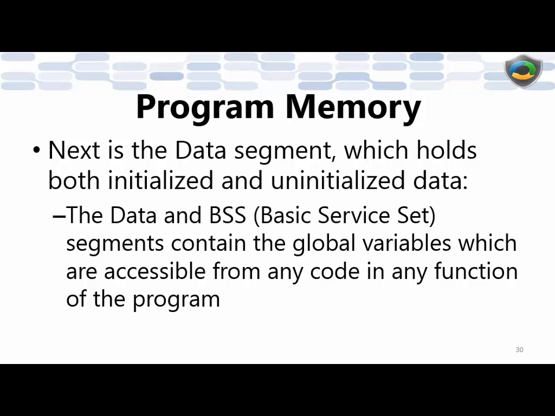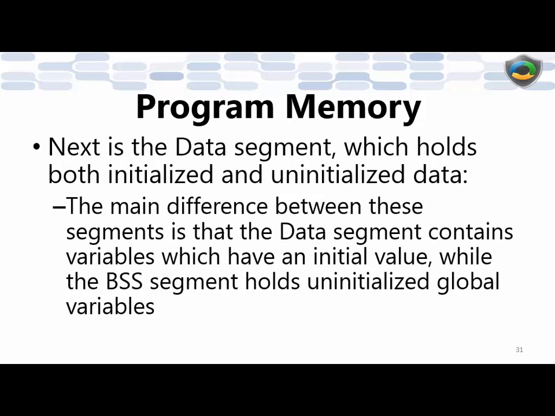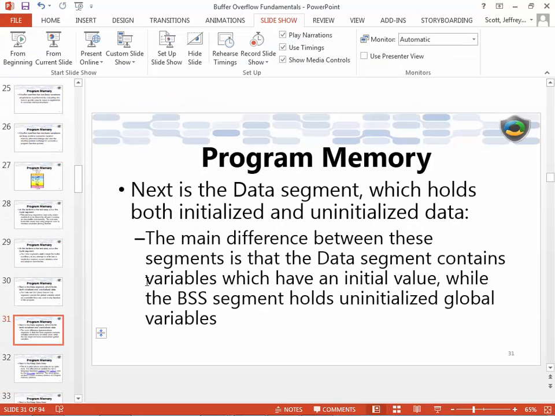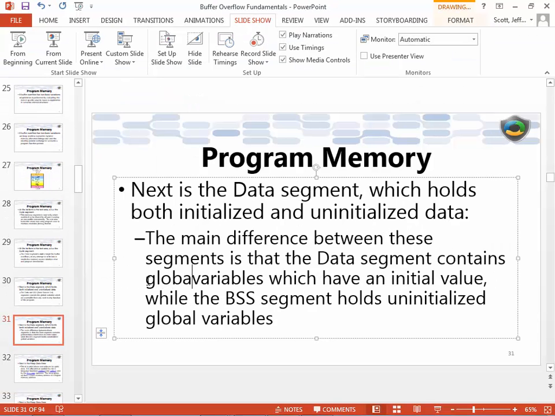Next are the data and what's called the BSS segments, which contain global variables. Global meaning they're available program-wide. The main difference between these segments is that the data segment contains variables which have been initialized, whereas the BSS holds global variables that have not been initialized.